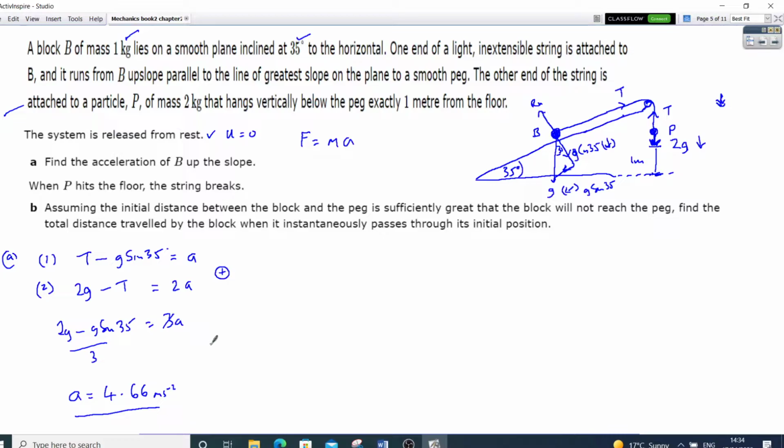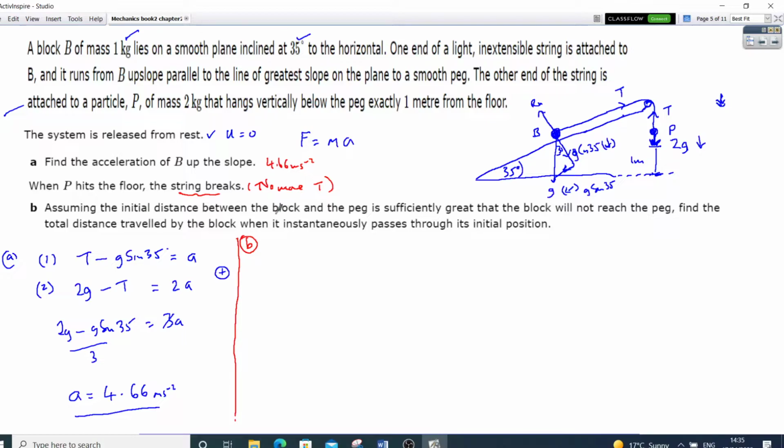Just have a look at that, be careful, you've got everything, all that information runs from there. Okay, so if I just put a different color and separate this part B. So let's look at B now. First one, the acceleration of that up the slope was 4.66 meters per second squared. Happy with that. Now, when P hits the floor, the string breaks. So P is going to hit the floor, and the string breaks. So there's no more tension.